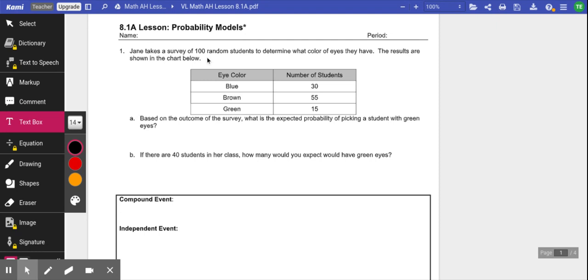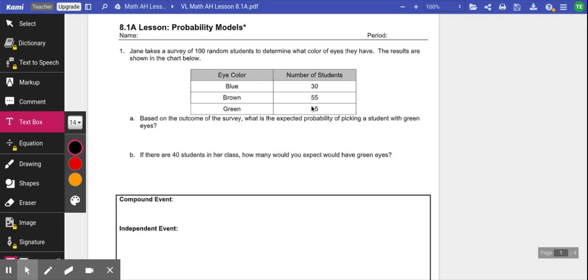Number 1, Jane takes a survey of 100 random students to determine what color of eyes they have. The results are shown below on the chart. So everybody answered blue, brown, or green. Based on the outcome of the survey, what is the expected probability of picking a student with green eyes? So here we're doing experimental probability because we had a survey. So we did an experiment and we're seeing what the probability is from our data.